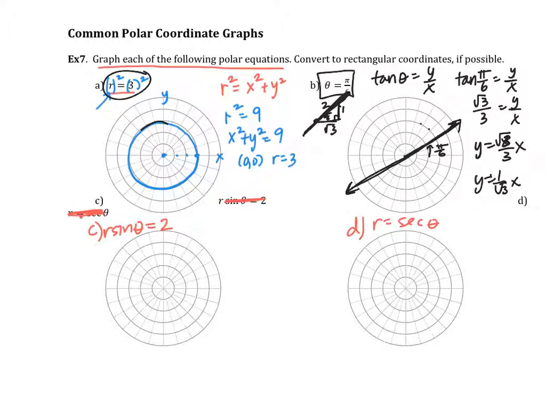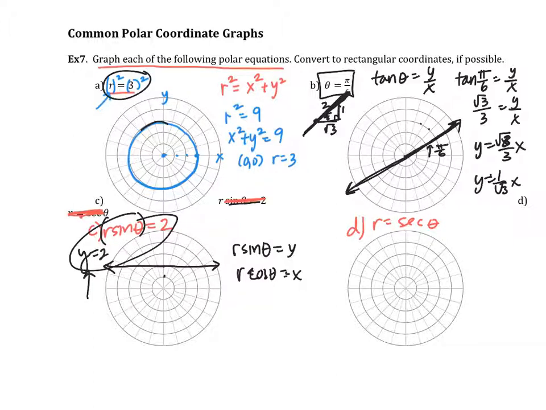Our next two, sorry, I got a little messed up here, so I rewrote them. For letter C, it says r sine theta equals 2. Well, remember we said that r sine theta is equal to y, and r cosine theta is equal to x. So this is an r sine theta, so we can just replace that with a y. This is the same as y equals 2. So we go up 1, 2, we draw a horizontal line because that's what y equals 2 looks like. This would be the work that you would show, y equals 2. So it's a horizontal line going through 2 on the y-axis.